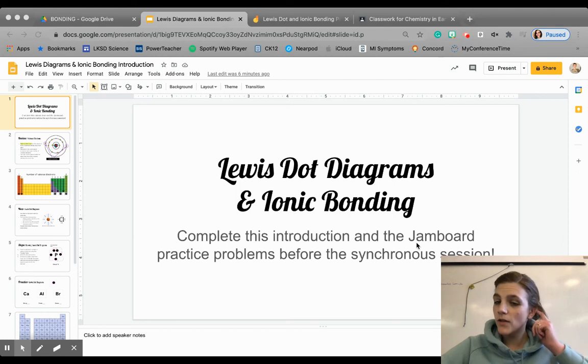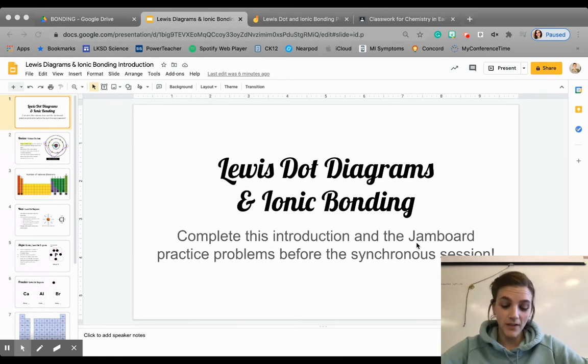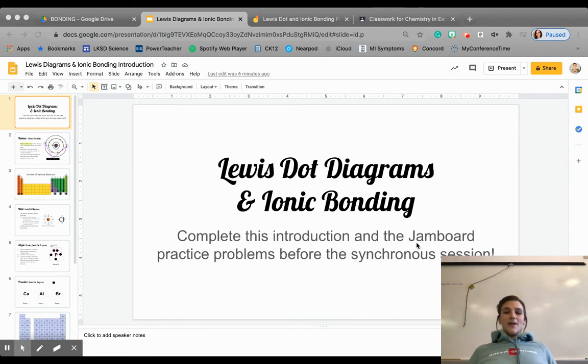Welcome back to school. It is after Thanksgiving break, and it is crazy to think that we only have like 3 weeks left, and then we have Christmas break. So we're going to crunch through a few things in those 3 weeks, starting today with Lewis dot diagrams and ionic bonding.